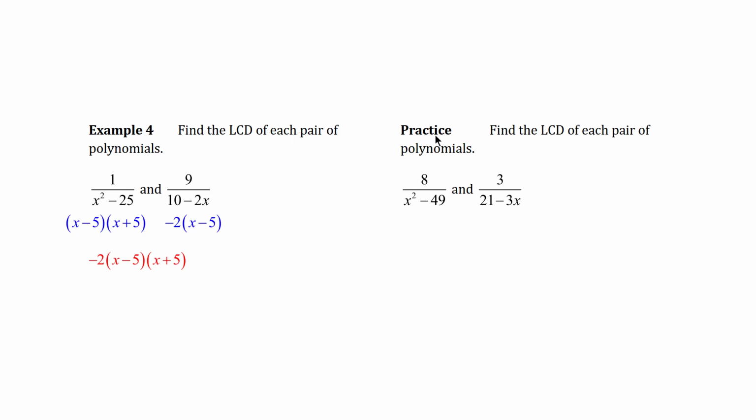Next, we have a practice problem. Find the LCD of each pair of polynomials. We have 8 divided by x squared minus 49 and 3 divided by 21 minus 3x. Alright, so go ahead and pause the video, find the LCD, and then check back with the video to see the answers.